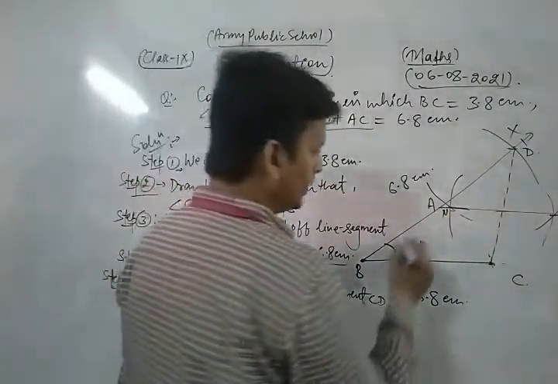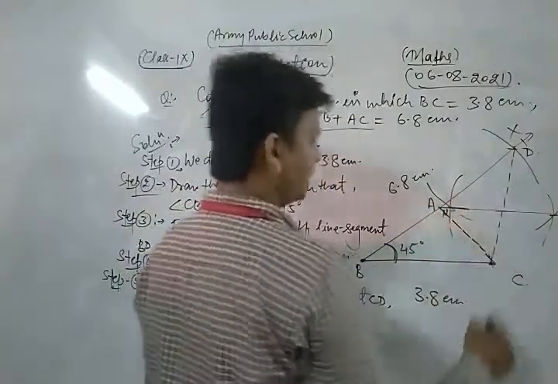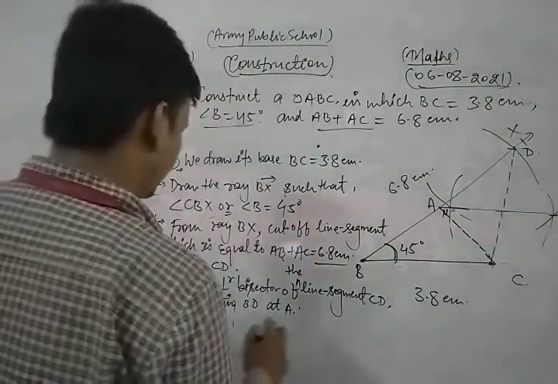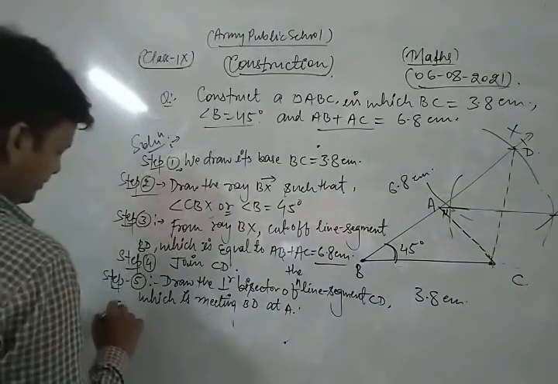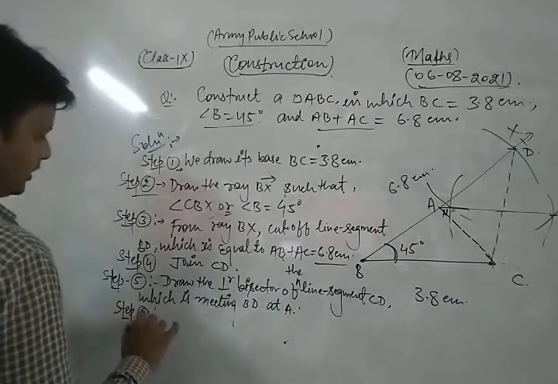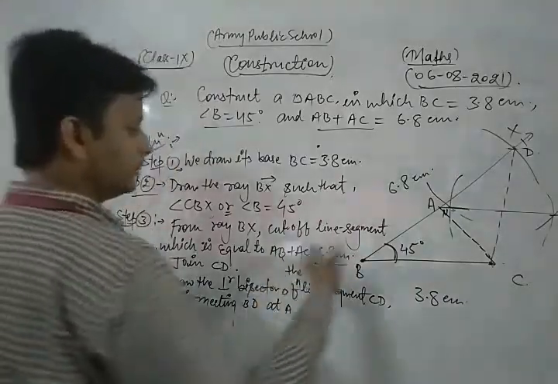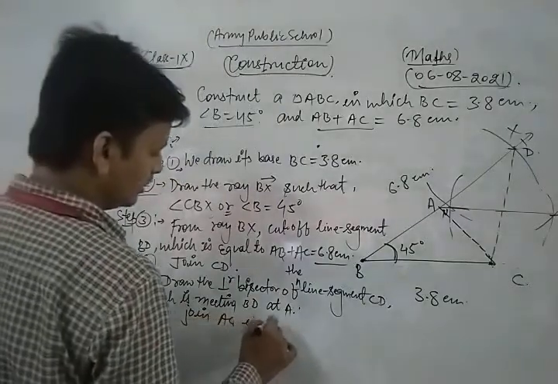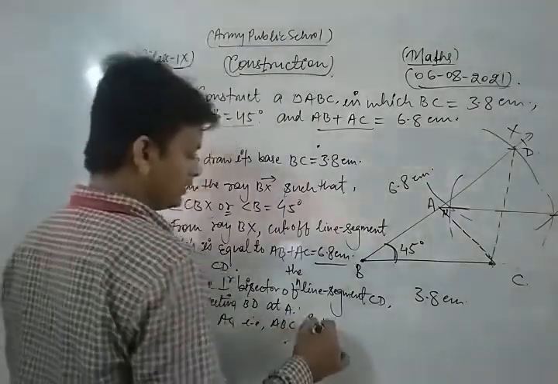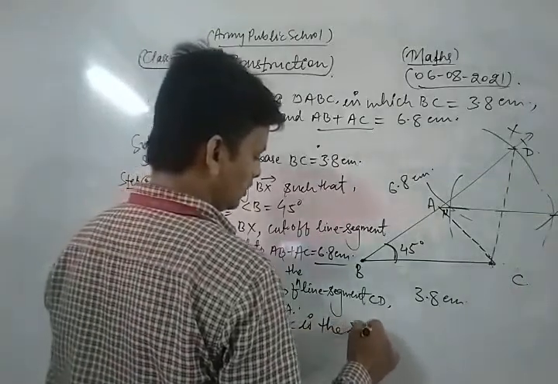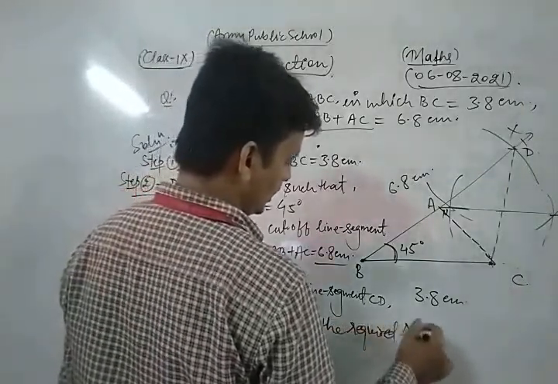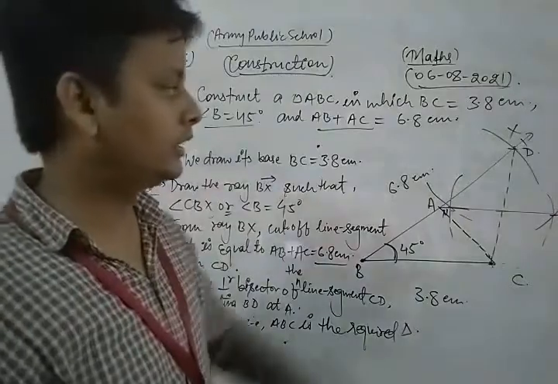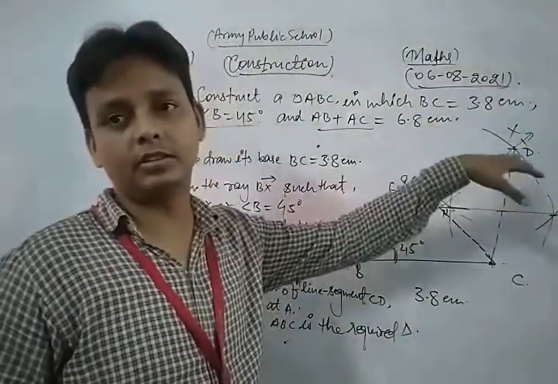Now we join AC. Now in step 6, we put A on BD and join AC. Hence ABC is the required triangle. So this is the whole process to construct this one.